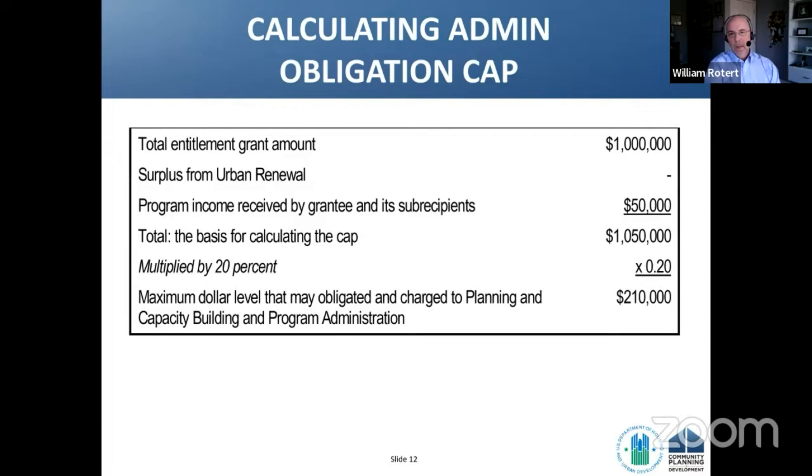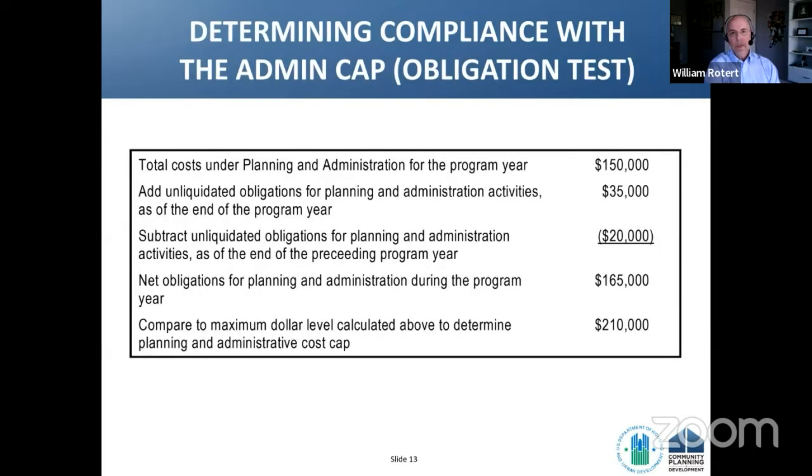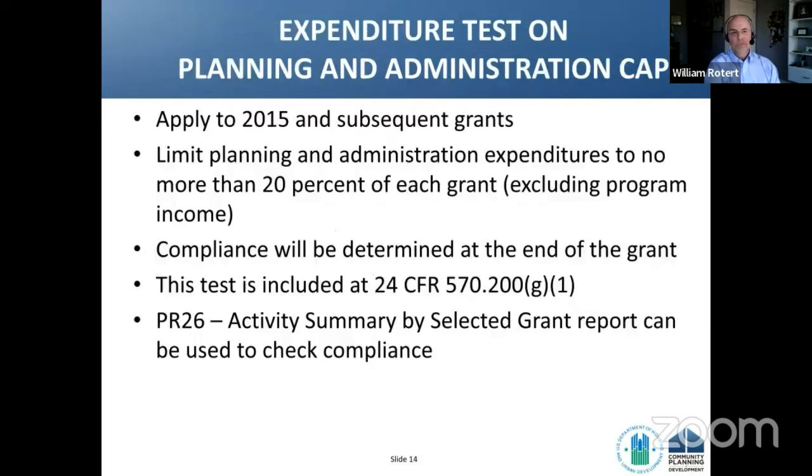And this was just a way to illustrate how the old way was used to calculate your 20% admin cap. Next slide. And again, this was another way to show you how to make that calculation, but you don't use this approach for your 2015 and later grants. And based on Treasury requirements, most of you don't have any grants going back beyond 2015. Next slide.